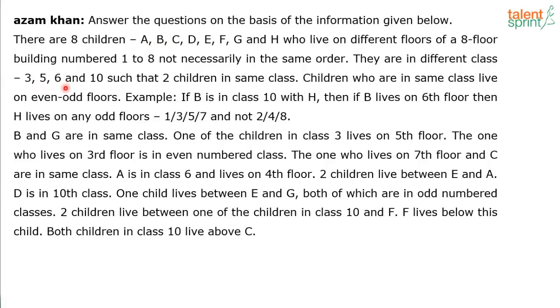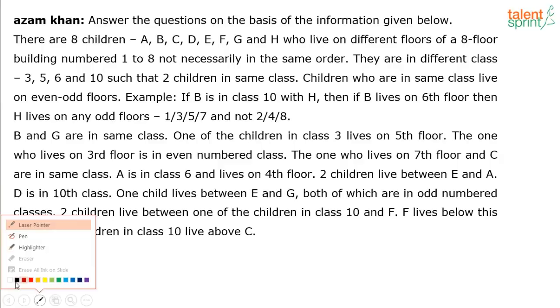So each of these classes will host 2 children, right? Children who are in the same class live on even odd floors. Now this is interesting. Children who are in the same class live on even odd floors. Example, if B is in class 10 with H, then if B lives on 6th floor, then H will live on any of the odd floors, 1 or 3 or 5 or 7, and not on 2 or 4 or 8. You getting it? So important points to be noted here.